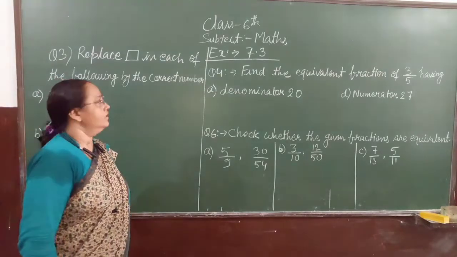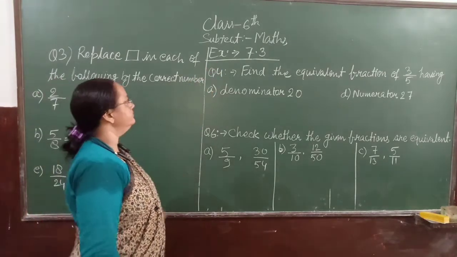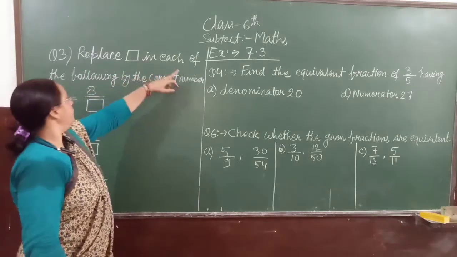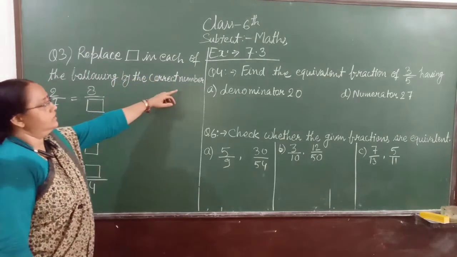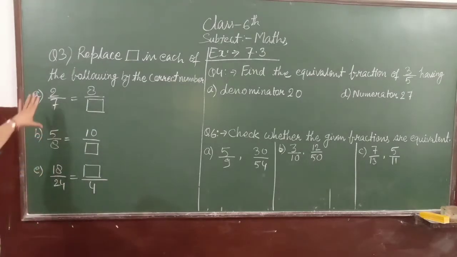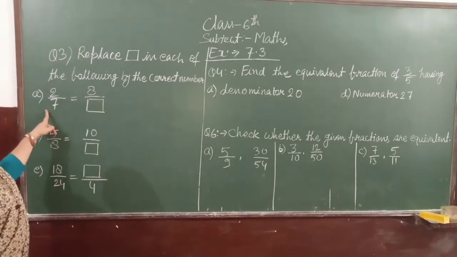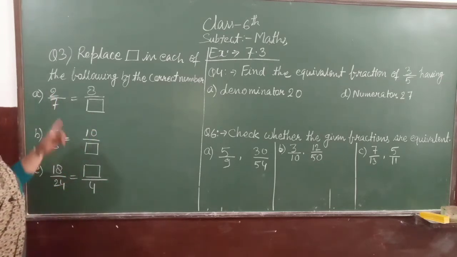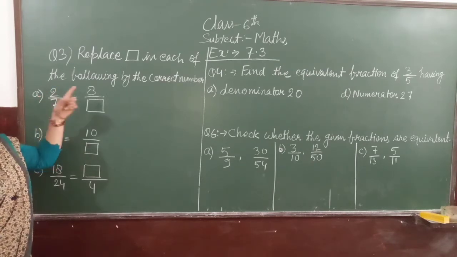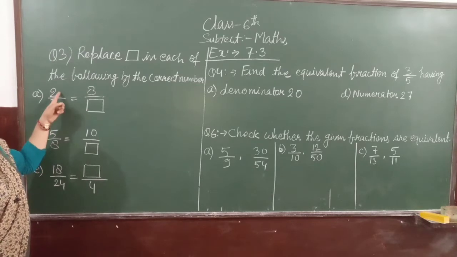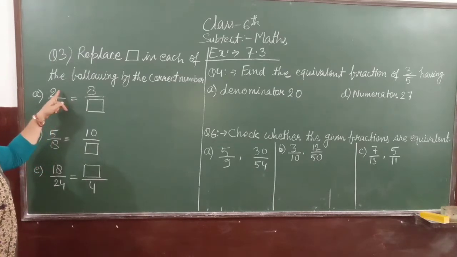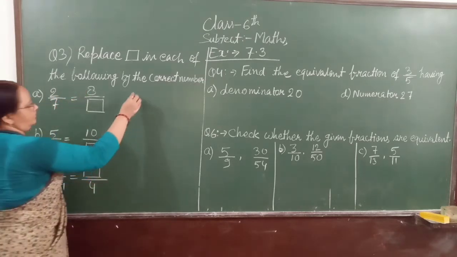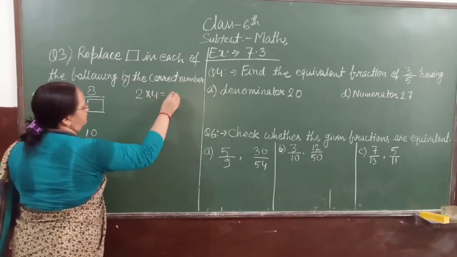Students, come and solve exercise 7.3. Now, the question is, replace the box in each of the following by the correct number. Here, 2 upon 7 is given. We have to form the equivalent fraction. So, how much do we multiply with the 2? We get 8. If we multiply 2 with 4, then we get 8. 2 cross 4, then we get 8.